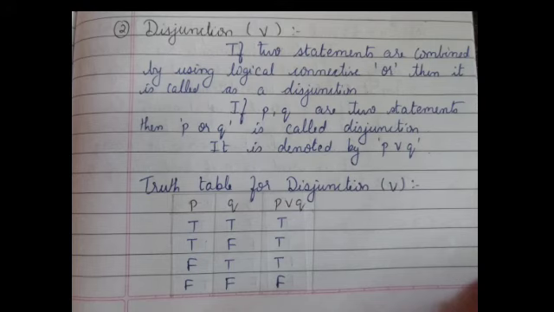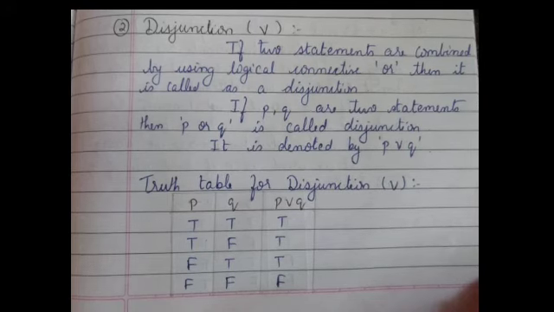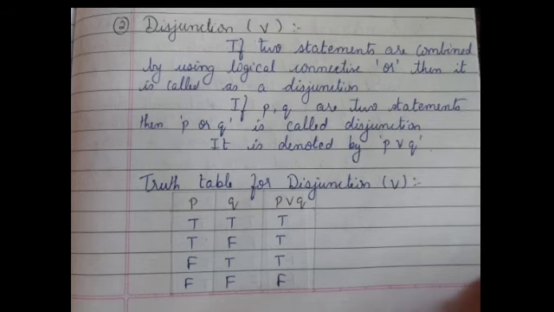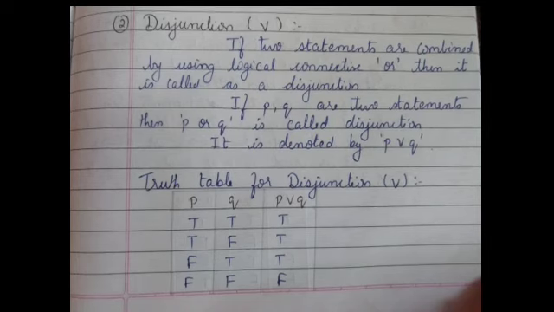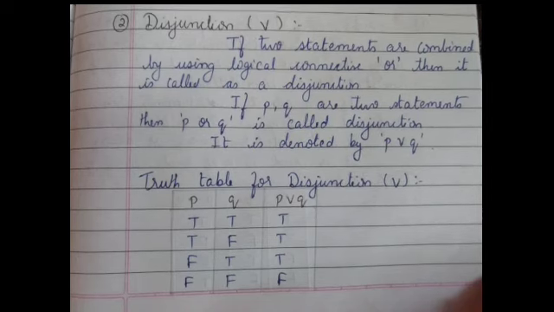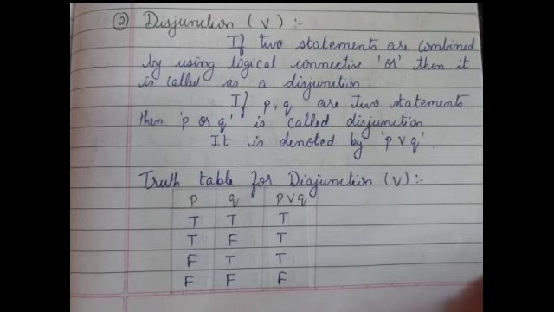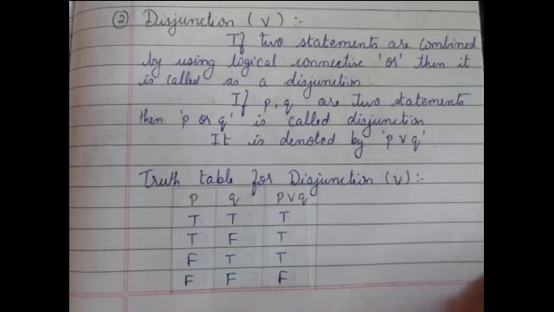Here first column is P, second column is Q, then P or Q. See here there are 4 entries T, T, F, F. In Q we have T, F, T, F. Similarly, what will the last entries be? Here F, F is F and remaining all are T. So the last column entries are T, T, T, F. We have to learn the last entries, okay?